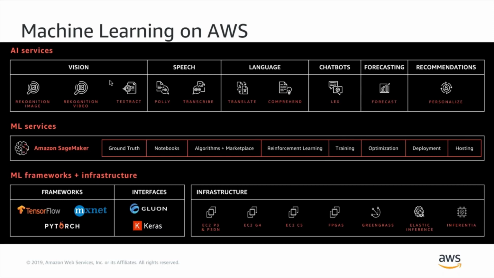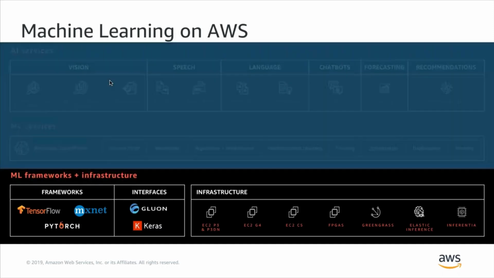Finally, powering all of these services and tools is the bottom layer. And that's where we'll focus today. So we have in the bottom layer the machine learning or deep learning frameworks such as TensorFlow, MXNet, and PyTorch. We also have additional libraries such as Gluon and Keras, and we have hardware, such as EC2 P3 and P3dn instances, and CPU instances such as C5. We also have the upcoming G4 instance type, and we have services like Greengrass and Elastic Inference.